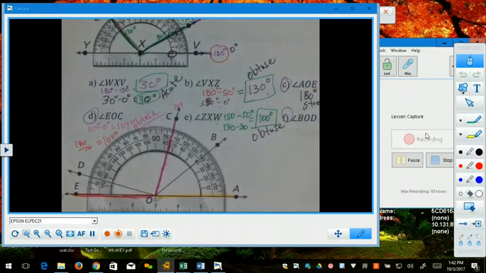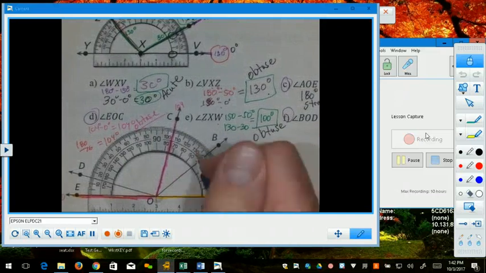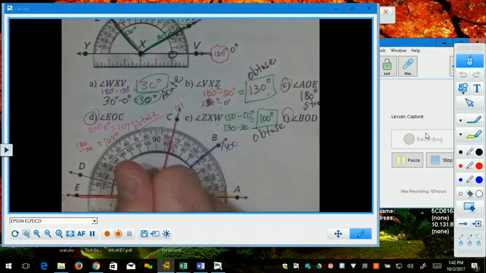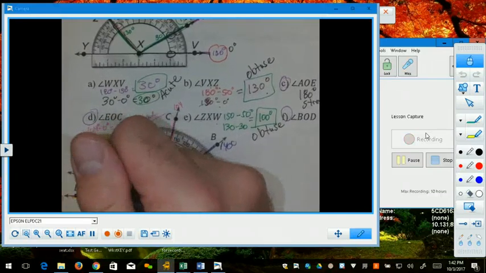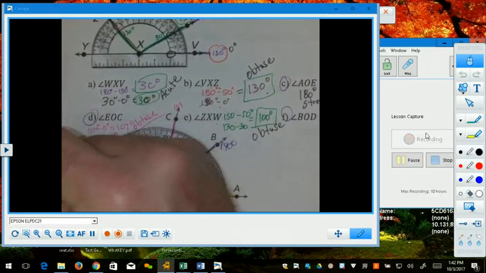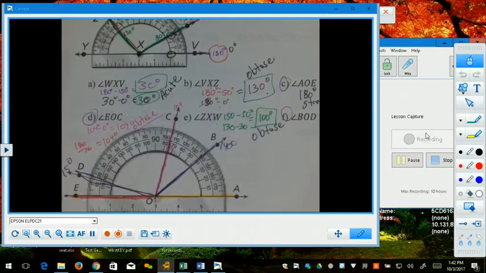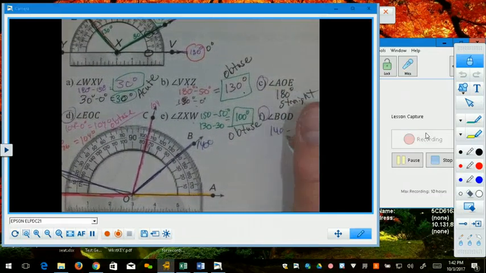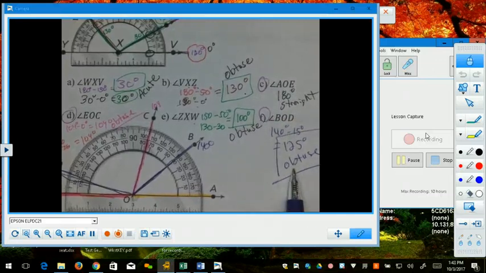And last one, angle BOD. So for ray OB, the outside number is at 140, and for ray OD, the outside number is at 15. So I have 140 minus 15, which gives me 125. 125 degrees is an obtuse angle. So we have the angle measure and classifying it as obtuse, acute, right, or straight.